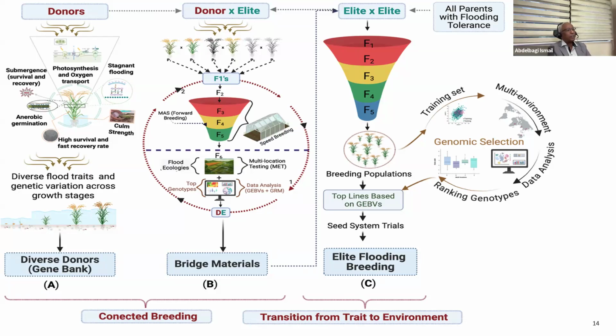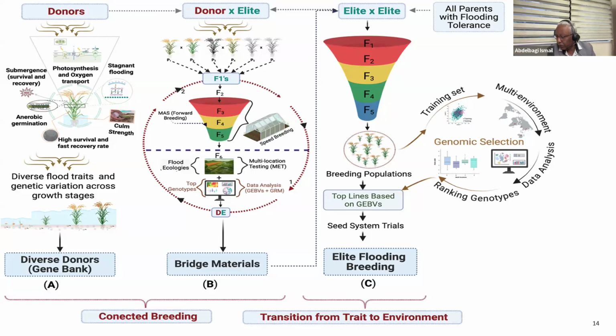And then we advance the material through what we call speed breeding, where you can have 5 generations, sometimes 6 generations per year, very fast. And once you reach F6, you can start testing these in different ecologies and different locations in farmer fields, and also integrate data that we have to select the top genotypes.